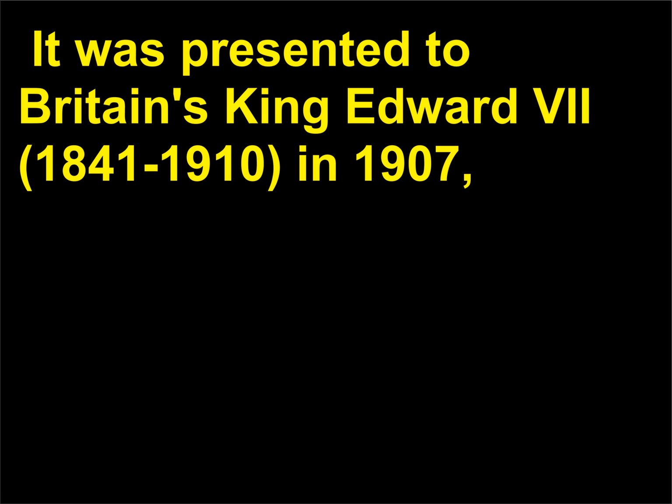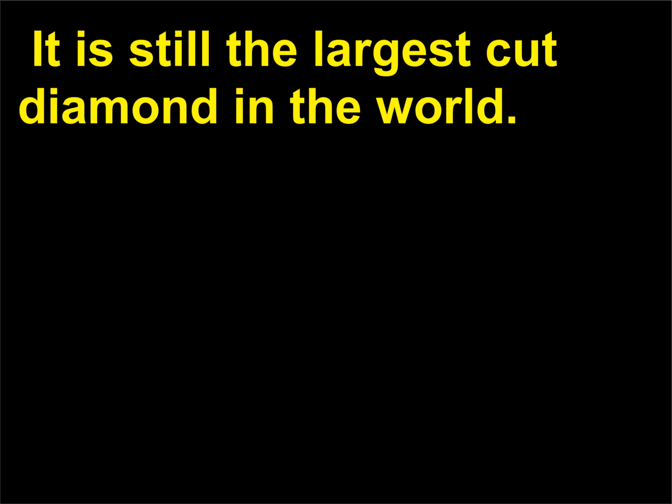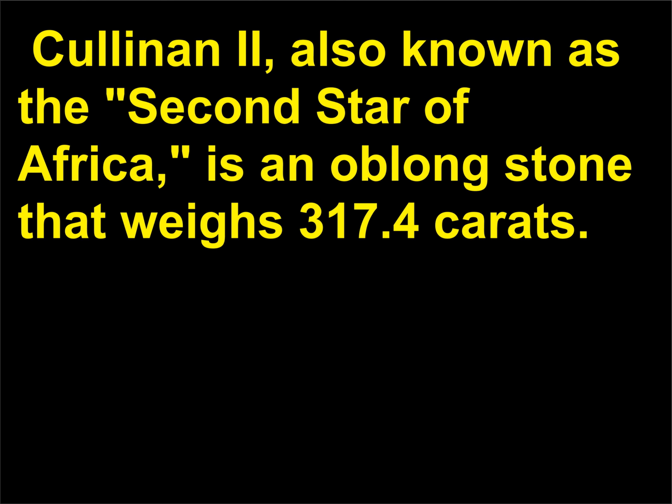It was presented to Britain's King Edward VII, 1841–1910, in 1907, and was set in the British monarch's sceptre with the cross. It is still the largest cut diamond in the world. Cullinan II, also known as the Second Star of Africa, is an oblong stone that weighs 317.4 carats. It is set in the British Imperial State Crown.